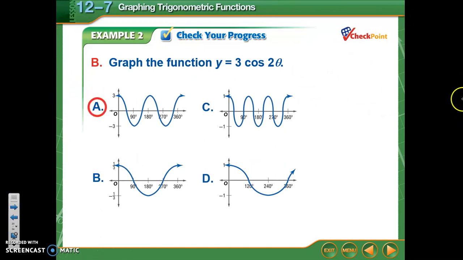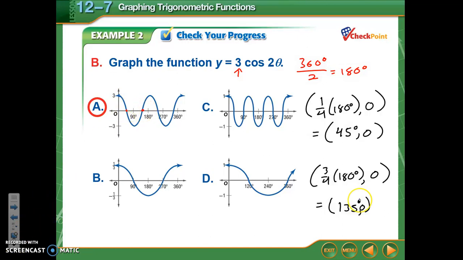Your answer for example 2 part B is again A. Notice that my amplitude is going to be 3. My period is 180 because it's 360 degrees divided by 2. It's 180 degrees. And then if you want to, you can find these intercepts. That would help you. You should have an intercept here and here. And here are the actual points.